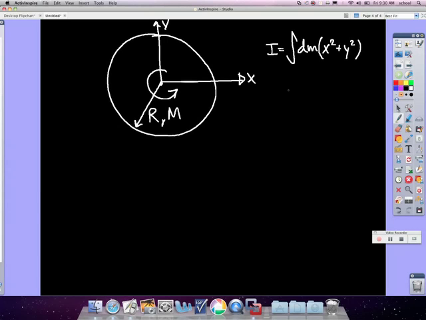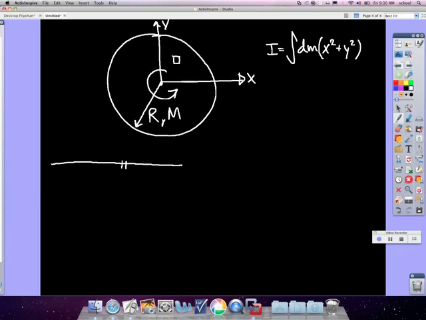So dx, I heard? Okay, and is that it? dy. So we have a mass per unit area, and we're integrating over the area, so we're integrating over 2 dimensions here, right?